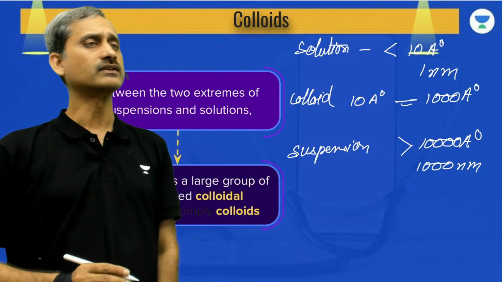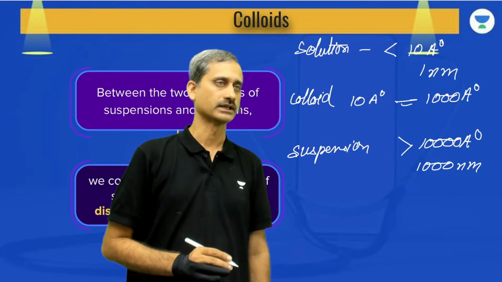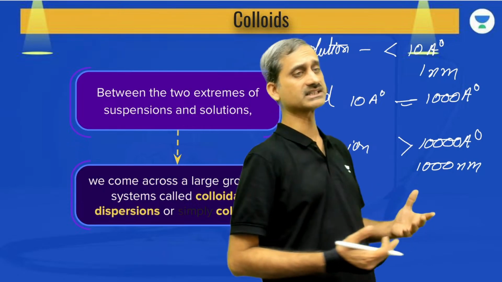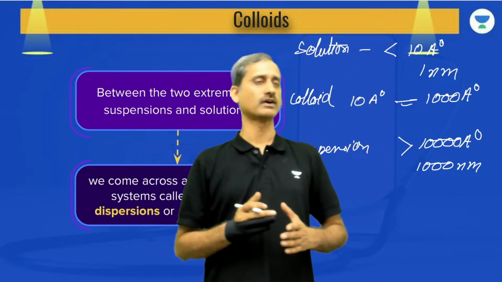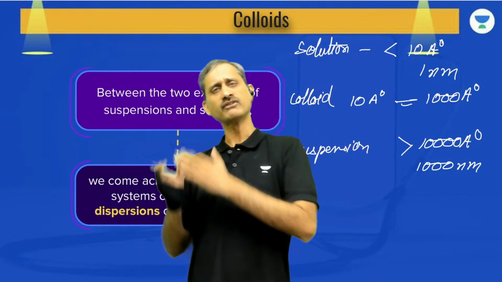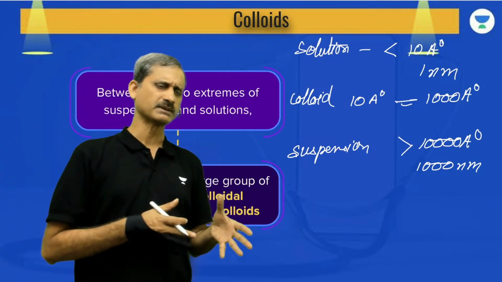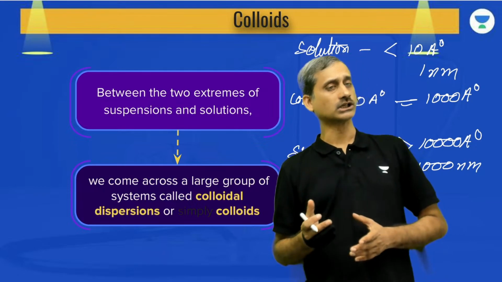This is the difference between solution, suspension, and colloid. Colloids are not some different matter. They are not even some state of matter. They are simply a state of division of matter. If we have very fine division, then in that case it becomes a solution. If we have coarse division, it becomes a suspension. And somewhere in between, we have a thing called the colloid.